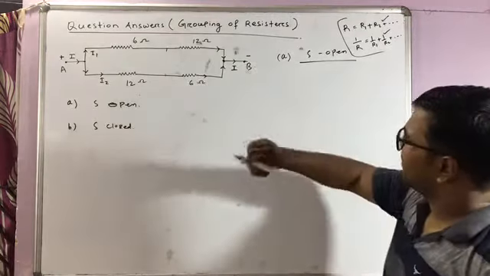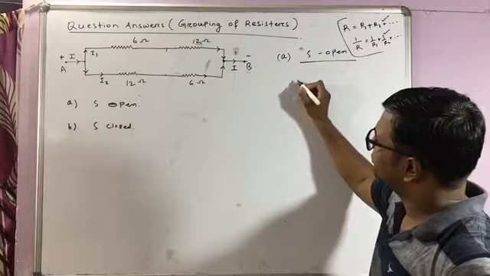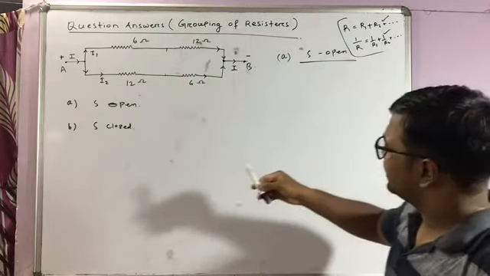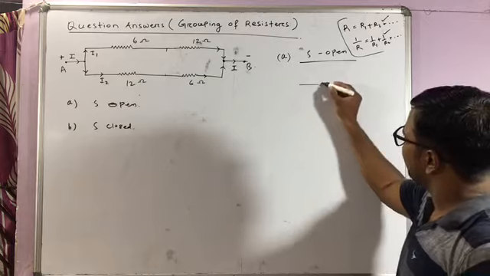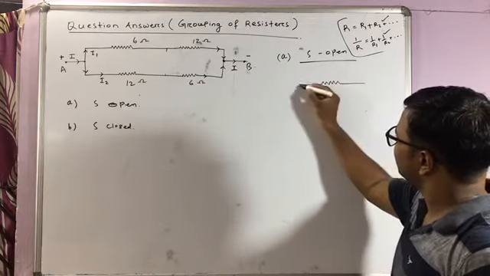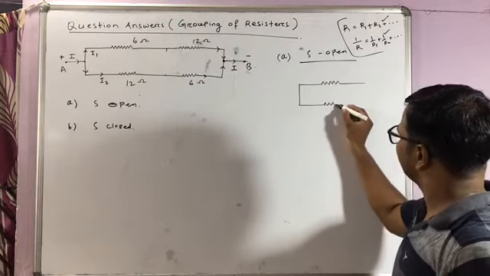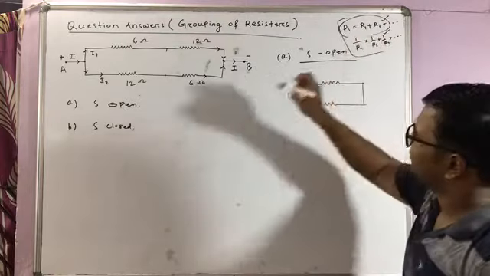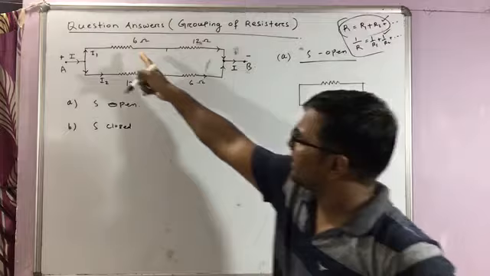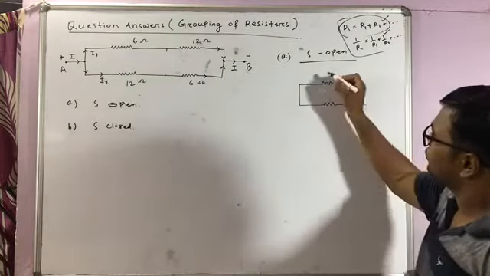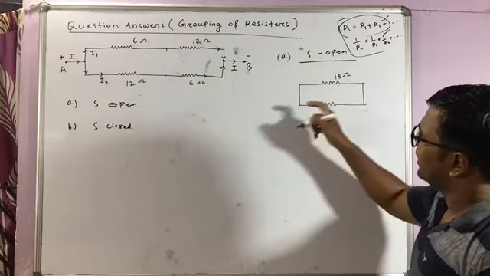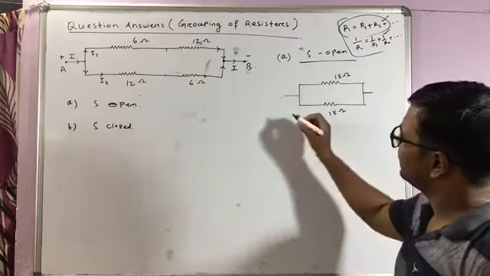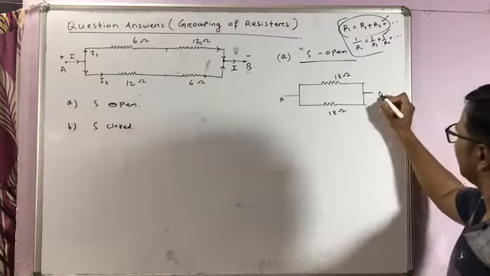So with S open, in that case, what will your equivalent diagram be? See, 6 and 12 they are in series, 12 and 6 they are also in series. So your equivalent diagram will be this and this. So 6 plus 12, the formula is here, as the 6 and 12 of the upper part are connected in series. So 12 plus 6, it is 18 ohm, and this is also 18 ohm. And again, this point is A, this point is B.